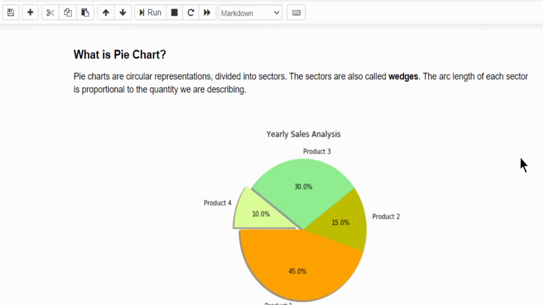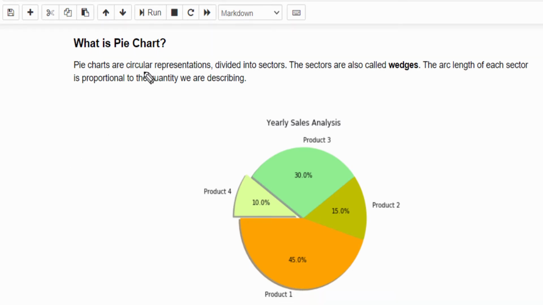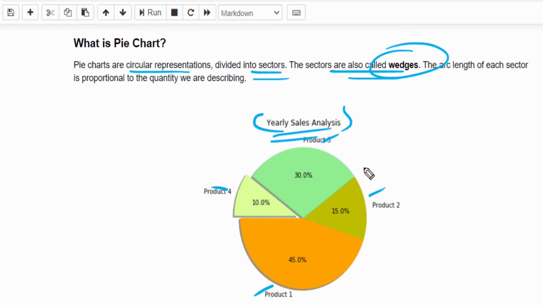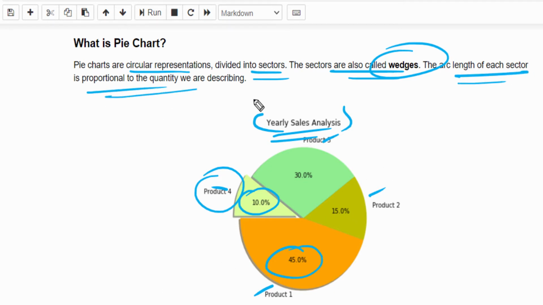Let's see technically. Pie chart is a circular representation divided into sectors. You can see it here. Each sector is called a wedge. In this example, we are considering yearly sales analysis of 4 products. Each product, how many percentage it sold, it's giving an idea. So product 4 sold only 10 percentage, very less on the whole. And product 1 sold 45 percentage, which is highest in the entire product list. And the arc length of each sector is proportional to the quantity. We already discussed that also.